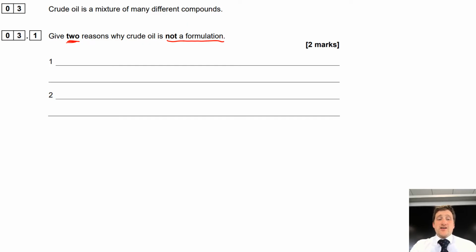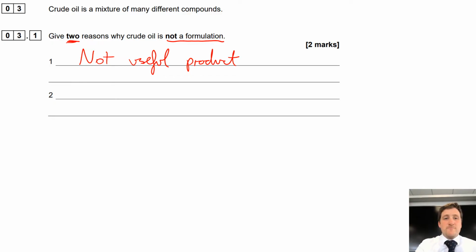A formulation is something that is a useful product that has been mixed in fixed quantities or in measured quantities. Okay, why is crude oil not a formulation? Well, it's not a useful product. Okay, crude oil is not the product that we are after. We have to separate it first. So it's not a useful product, and crucially, it's not mixed. Okay, this question is essentially asking you, do you know what a formulation is, and do you know what the opposite of a formulation is? It's not useful, and it's not mixed in measured quantities.